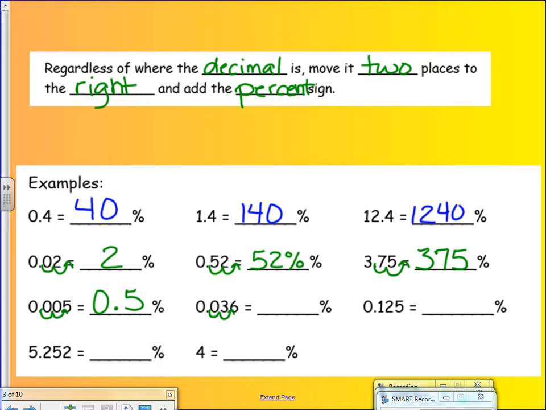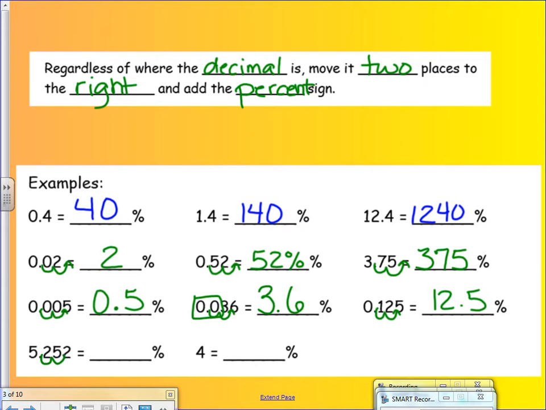So I'm going to move the next one two places, and I end up with 3.6%. And I don't need these zeros out in front because it would be silly to put zeros out in front like that. That would have no meaning. So let's go ahead and do the next one. I move it 1, 2 places, and I end up with 12.5%. Let's look at the next one.